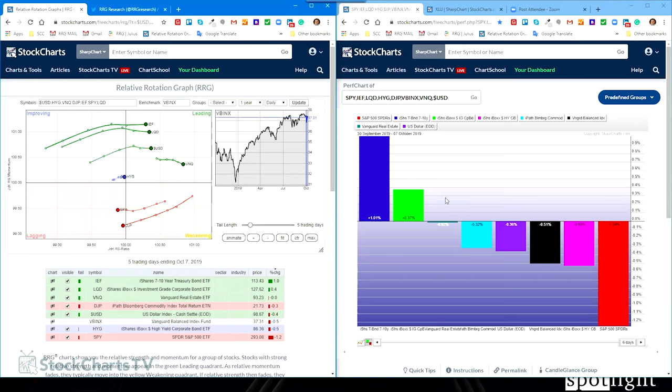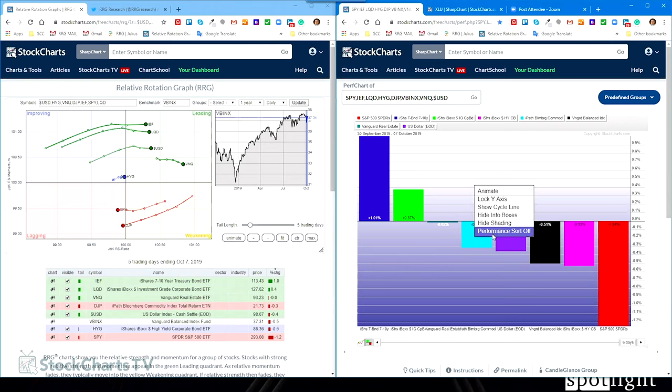Now, if you bring up a perf chart, you will see the actual performance. So the RRG will show you the trends, and on the right-hand side, we have the perf chart, which is also sorted. Performance sort is on on my screen, and now you have to do 6 days to mimic it. It's a little counting thingy, but if you put 6 days on the perf chart and 5 days on the RRG, you will have the same performance.